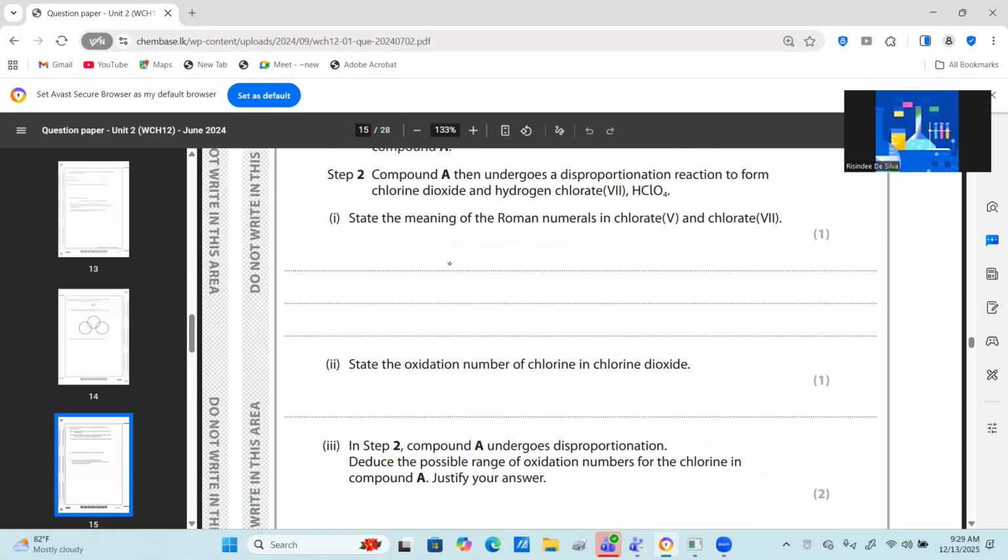State the oxidation number of chlorine in chlorine dioxide. So it should be +4, because ClO2: x plus (−4) is equal to 0, so x is equal to +4.